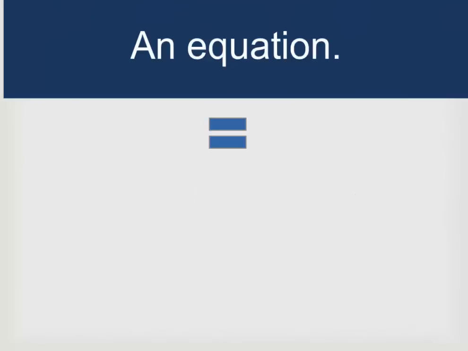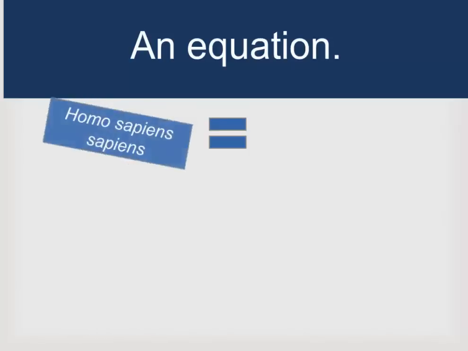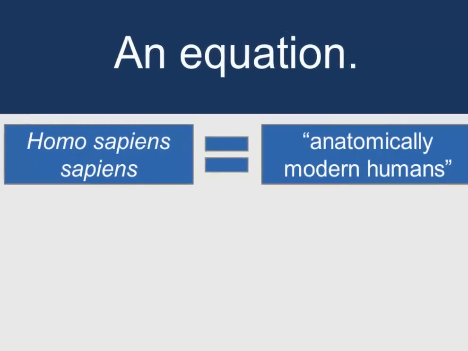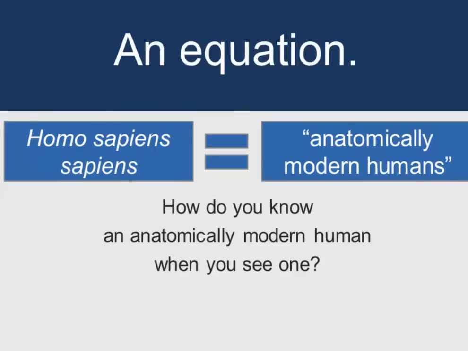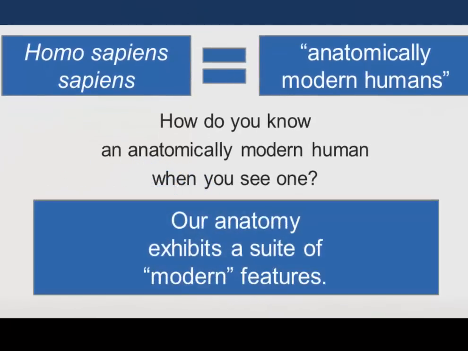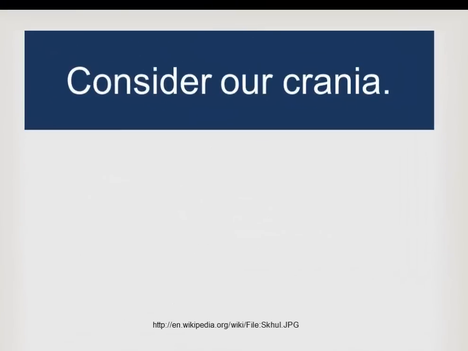So the reason why we talk about behavioral modernity is that Homo sapiens sapiens is identified paleontologically as anatomically modern humans. So there's an equation between Homo sapiens sapiens as a species and the designation anatomically modern humans. So how do you know an anatomically modern human when you see one? Well, anthropologists have worked out quite a lot of criteria for this. And it turns out that our anatomy exhibits a suite of modern features. And we'll just look briefly at our crania.